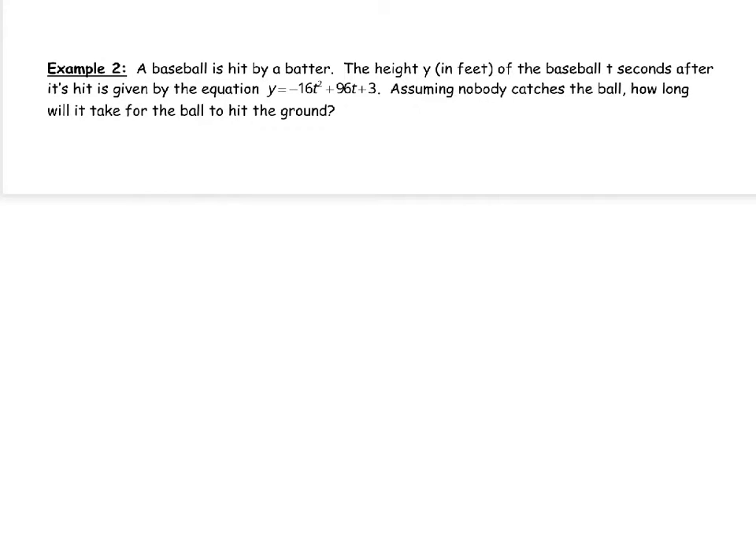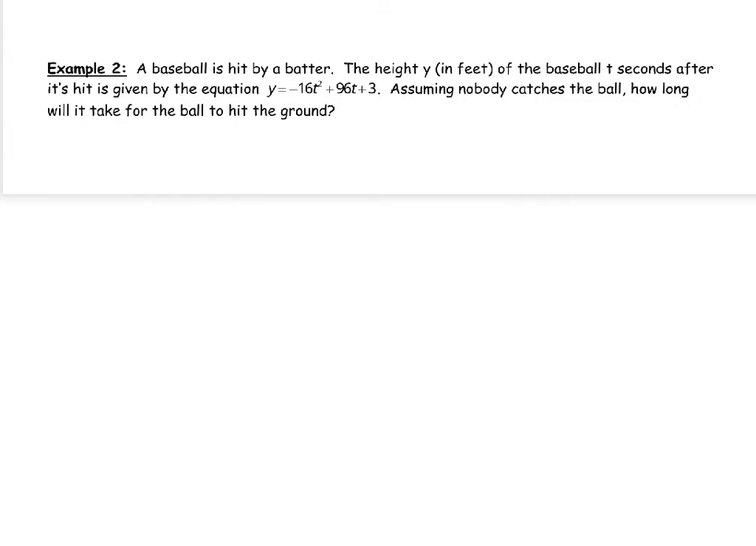Example 2 is our first look at a word problem that is describing the height of a baseball as our y after t seconds of being hit, and given an equation, y equals negative 16t squared plus 96t plus 3. What are we being asked to do with that equation? It says, assuming nobody catches the ball, how long will it take for the ball to hit the ground?